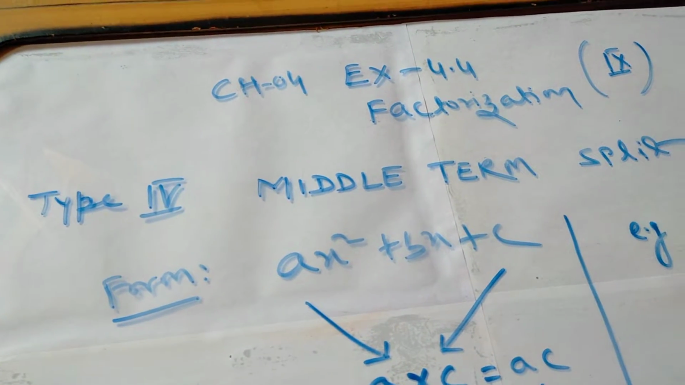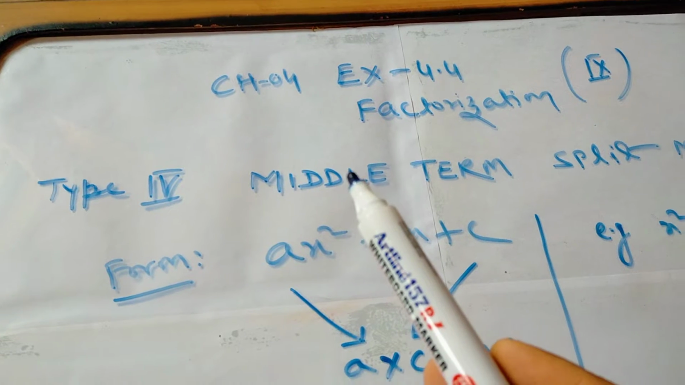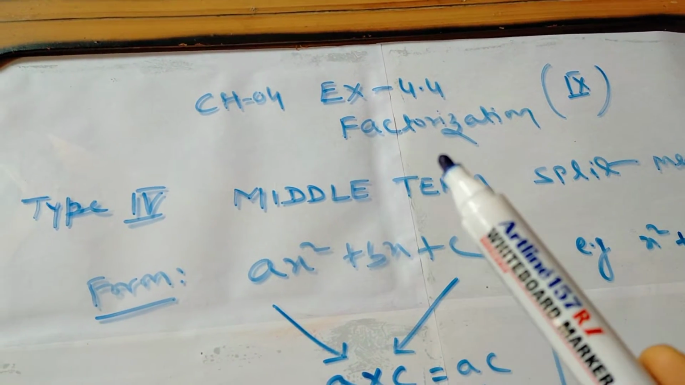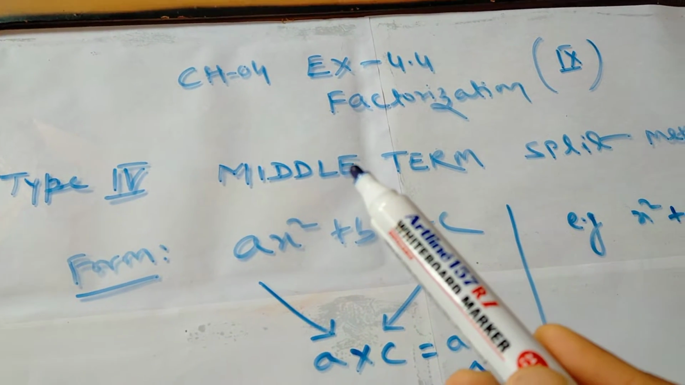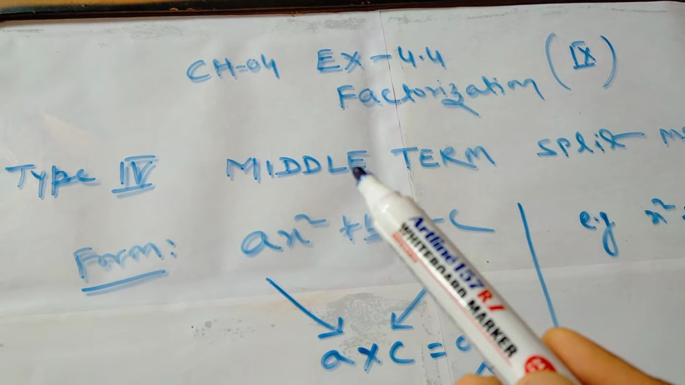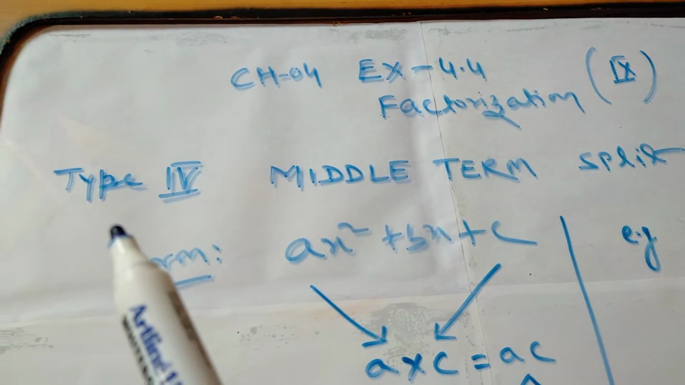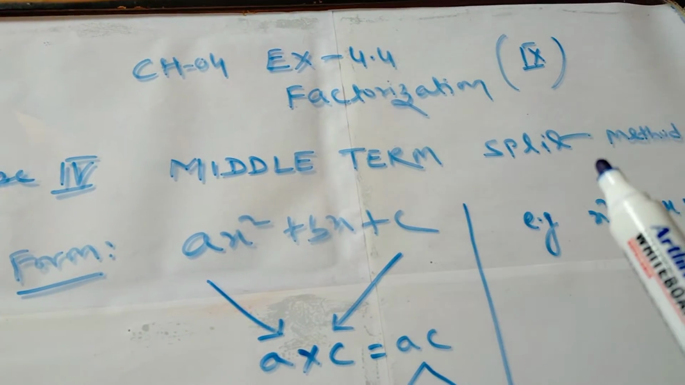Good morning students, this video is for class 9 students. In the last class we discussed the factorization of type 3. In that type we discussed that if a square minus b square form is given, then we should write (a plus b) multiplied by (a minus b). Now we move to the next type, that is type 4.